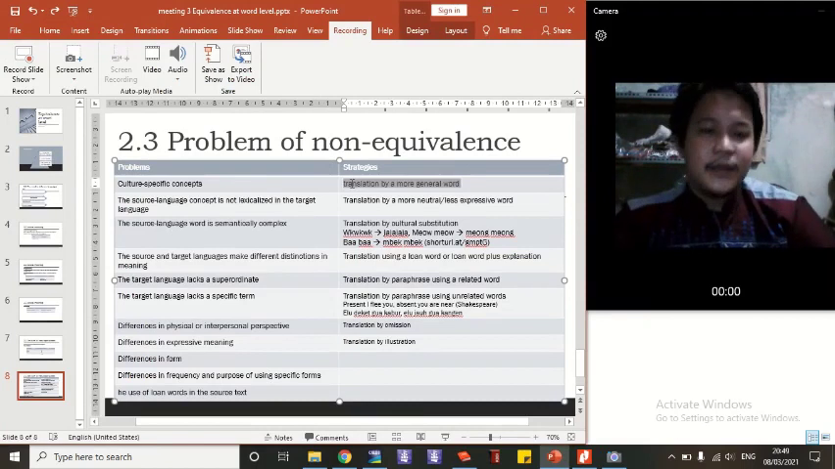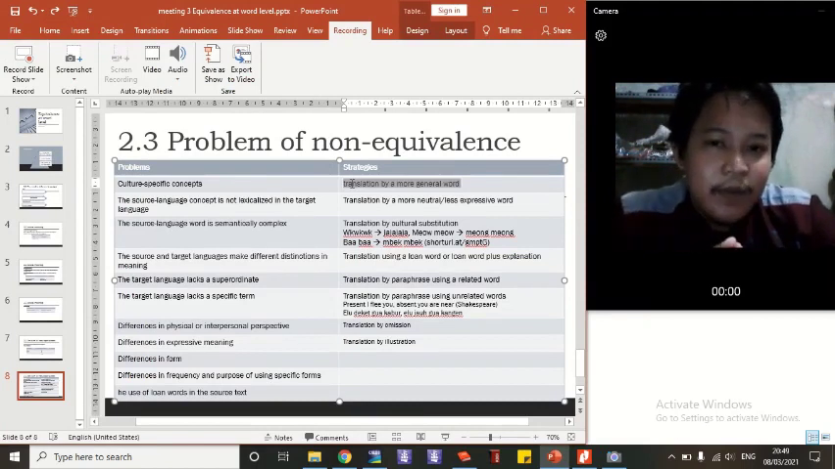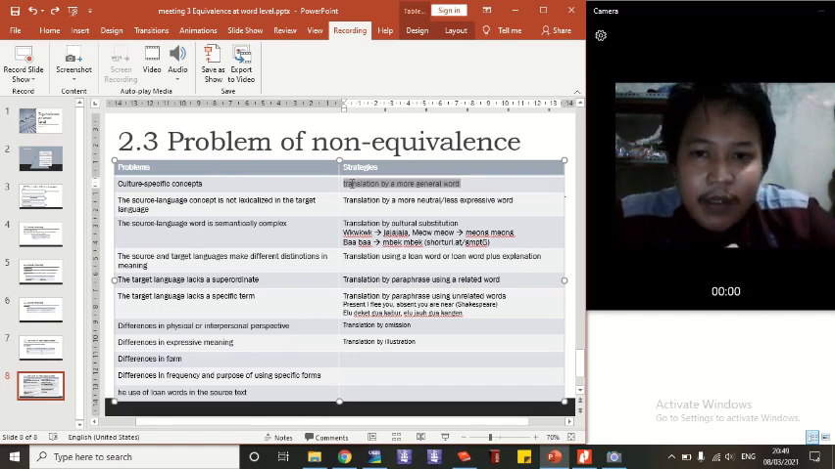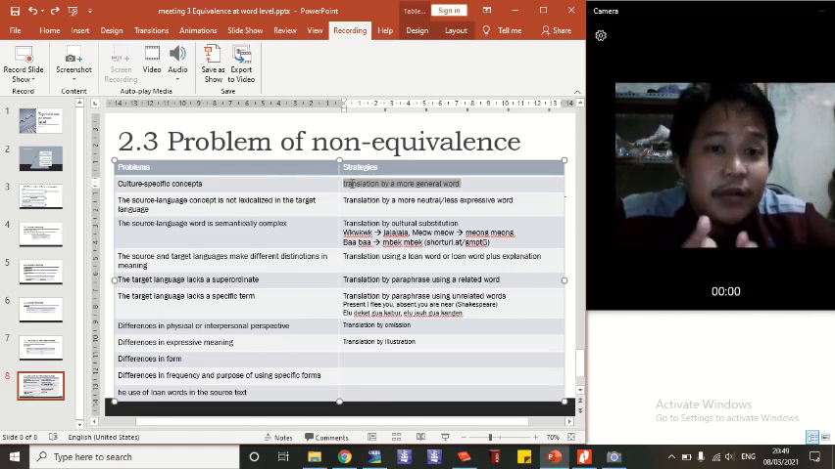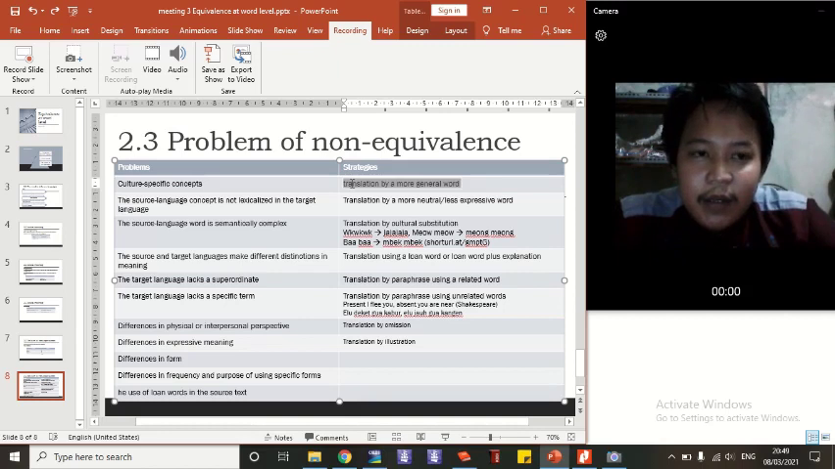Yeah, it can be the first choice. For example, when you are having difficulty in translating color, yeah, there are so many colors existing nowadays. For example, the color of hijab, the color of lipstick. There are so many.